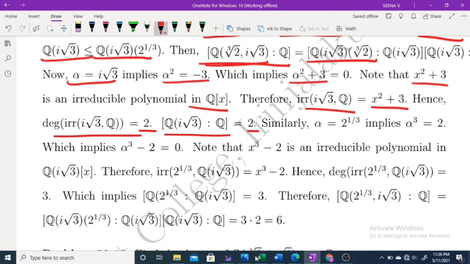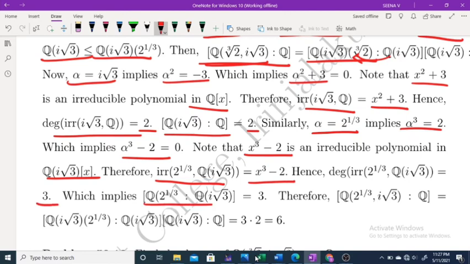Now we have to find this over this. If you take alpha equal to 2 raised to 1 by 3, alpha cube equal to 2, this implies alpha cube minus 2 equal to 0. That means x cube minus 2 is an irreducible polynomial in Q of i root 3 of x. Therefore the irreducible polynomial of 2 raised to 1 by 3 over Q of i root 3 is x cube minus 2 and its degree is 3. Therefore the degree of this one equals 3 into 2, which is equal to 6.